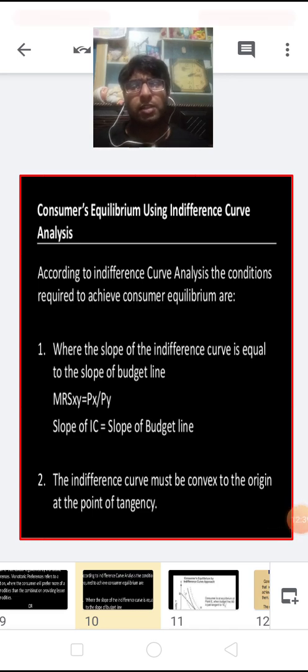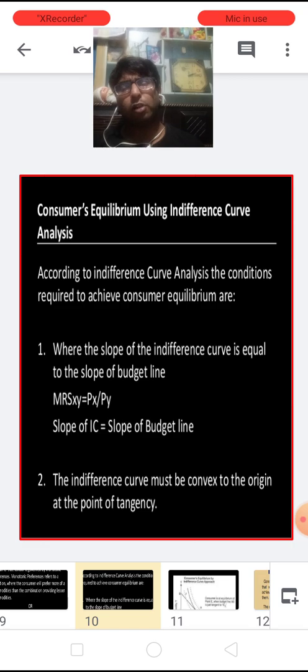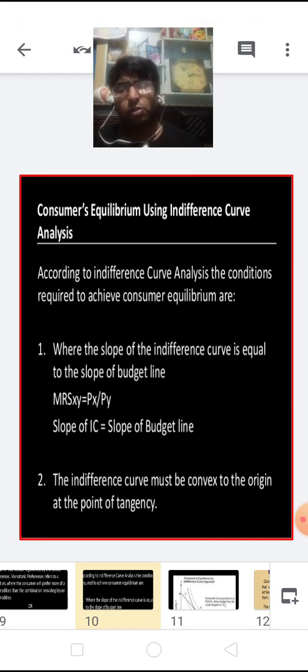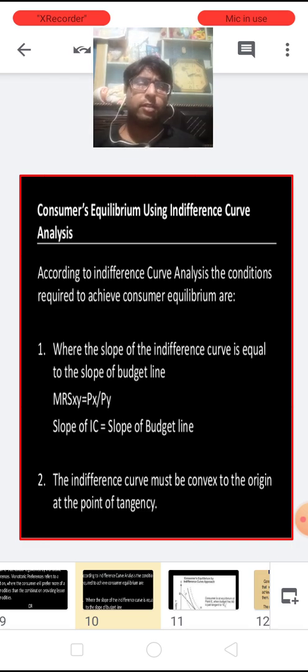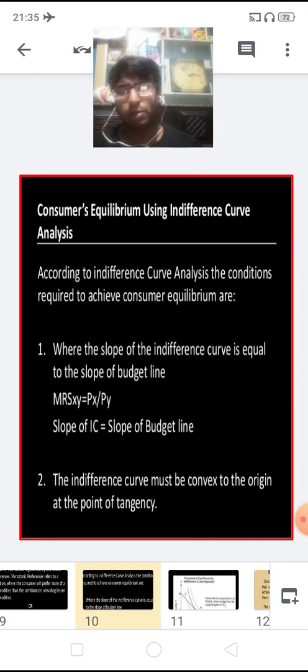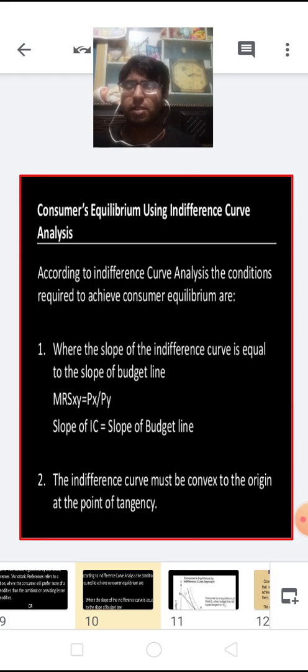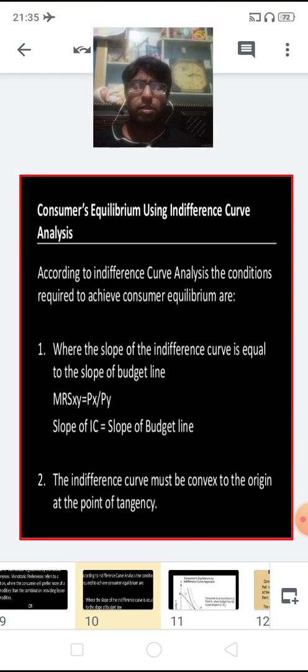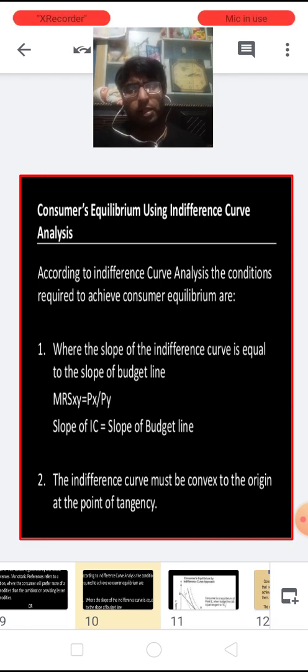Now, children, let us start with the consumer's equilibrium using the indifference curve analysis approach. Now, we are going to understand the consumer's equilibrium under the ordinal approach, or under the indifference curve and budget line approach. So, children, I have already explained the concept of consumer's equilibrium in the utility analysis approach, where we understood the concept of consumer's equilibrium in the single commodity case as well as the two commodity case.